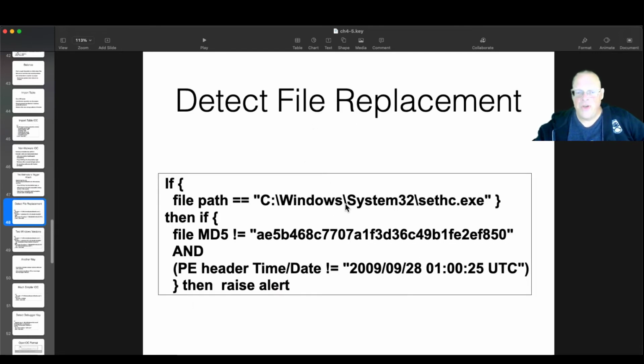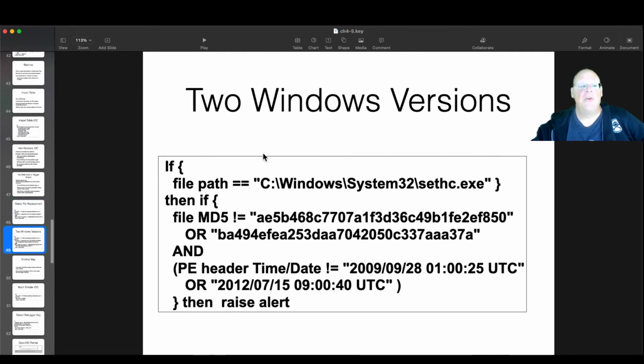So one thing you could do is look to see if the MD5 of SethC is the MD5 of CMD. That would be one way to detect that exact attack. And perhaps the compile time of CMD, but the problem is, of course, there are different versions of CMD. So that's not so good. So if you had two different versions of CMD, you could put in the two hash values and the two compile times or something like that, and then you'd find those two specific versions, which might be okay if your fleet really includes exactly these Windows versions and never anything else.